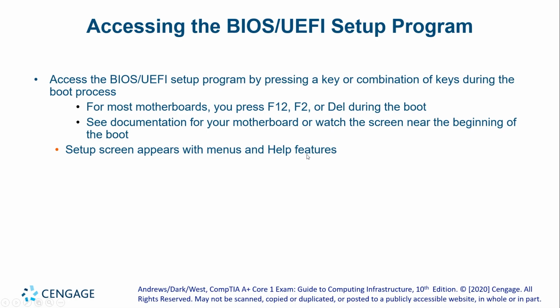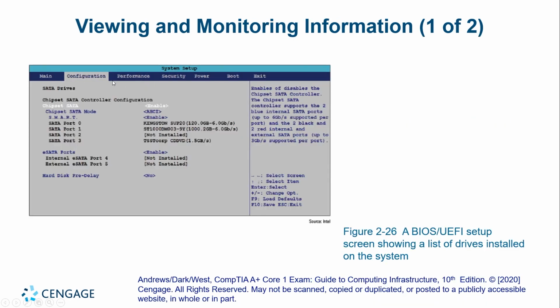More of the modern UEFI BIOS setup programs will have a mouse interface, but some of the older ones just use the letter keys or the arrow keys. This is what one looks like, and basically you've got the main page. This gives you an outline of what your system is set up with. Configuration, this is a configuration of your chipset and different ports. This would be your hard drive here, for example.